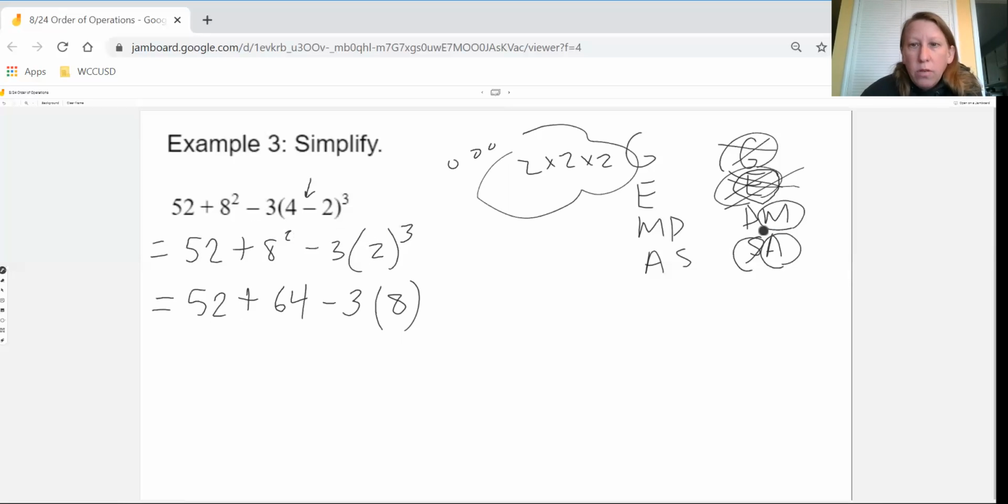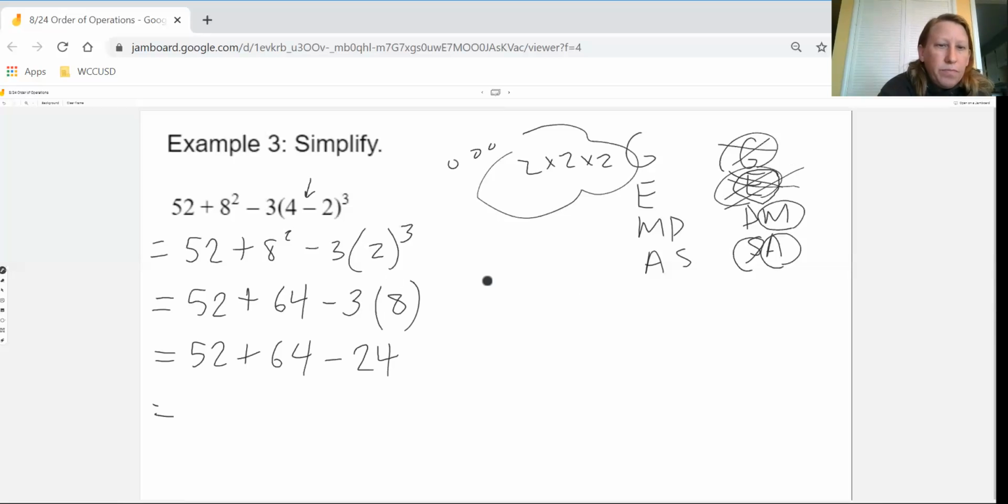Now what am I going to do? Now I have multiplication. So this 52 just keeps coming straight down. The 64 comes straight down. I need to do 8 times 3. 16, 18, 19, 20, 21, 22, 24. So I did the 3 times 8. Okay. Now I'm at the bottom.